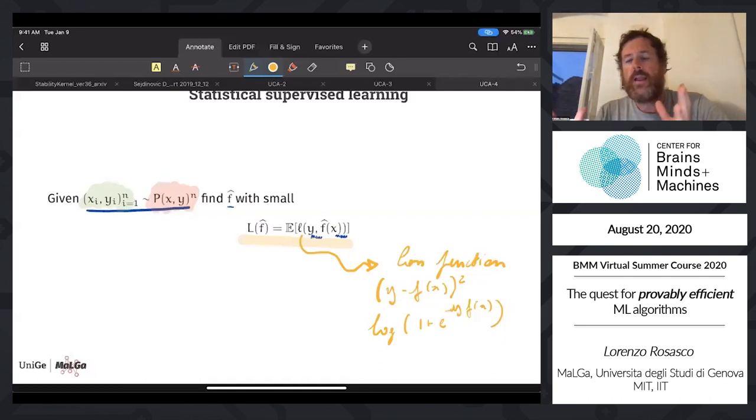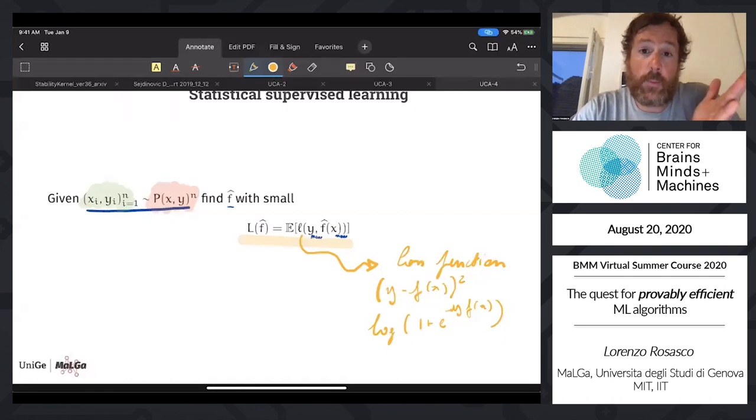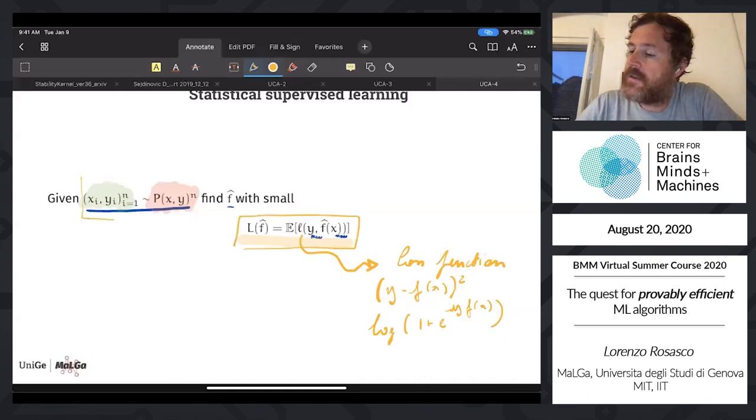So, if you want, this slide is the central conceptual slide of the whole statistical learning theory framework, because it makes a modeling assumption and it defines the problem in a precise way. Given a probability distribution and the loss function, we would like to minimize the test error. But all we have at our disposal is the training set, okay? So that's what we want to do.